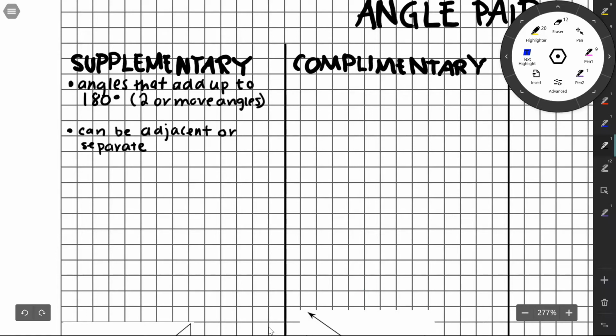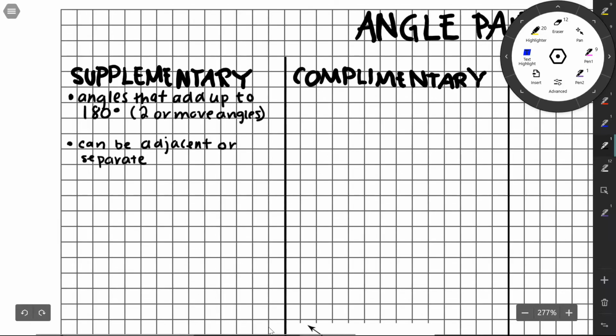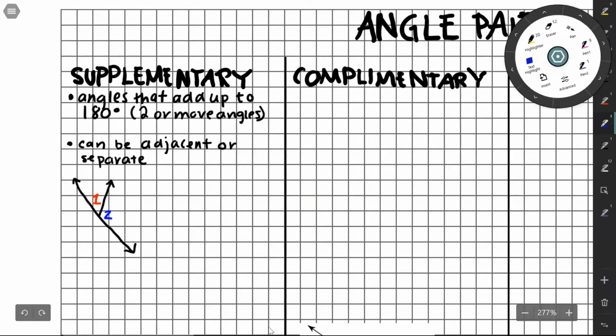Alright, so if they're adjacent, it's going to look something like this. We're going to have a line. So straight lines are always 180 degrees. That is cut with another line. We're going to have angle 1 in here and angle 2 in here. Alright, so that's what they look like when they're adjacent.